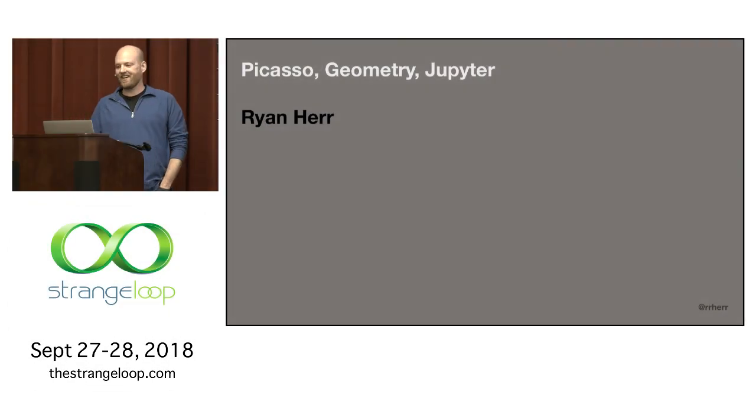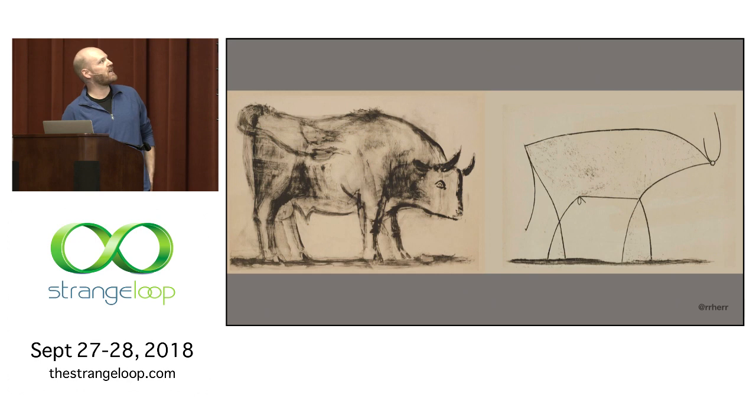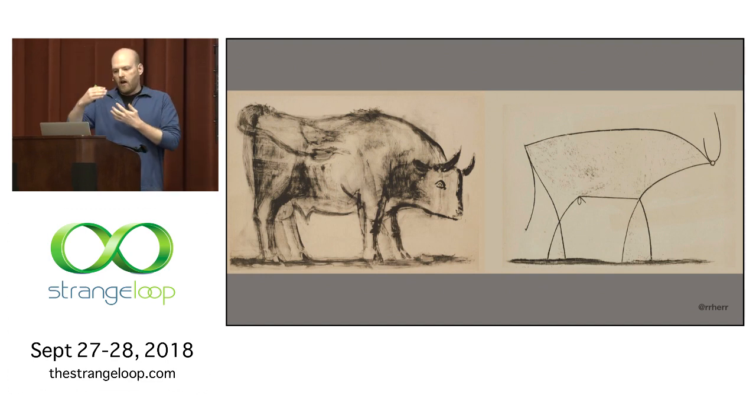Hi, I'm Ryan Herr, and this talk is about Picasso and programming. In 1945, Picasso created a series of bulls where he started with a fairly realistic bull like you see on the left, and through a gradual, progressive process, he deconstructed the bull, abstracting it to its essence, to a simplified geometric form. So in 1945, Picasso did that.